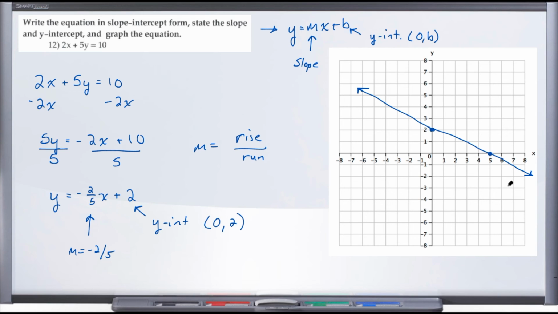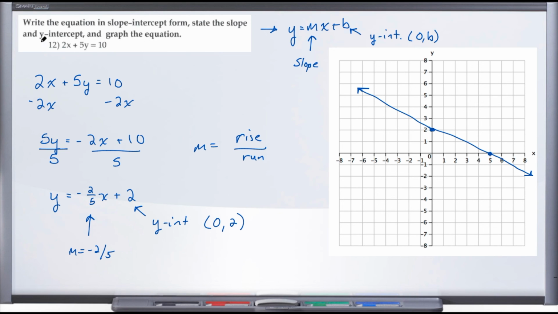So we have taken our equation, again, which was given to us in standard form. We rearranged the equation to slope-intercept form. That way we could easily identify our slope and our y-intercept, and then we graphed this line.